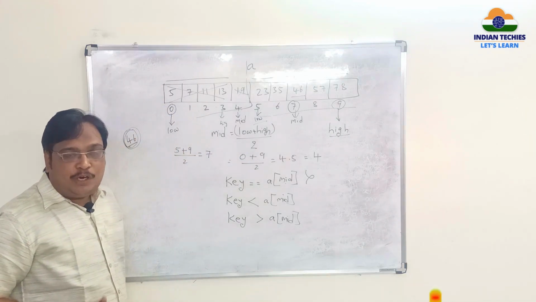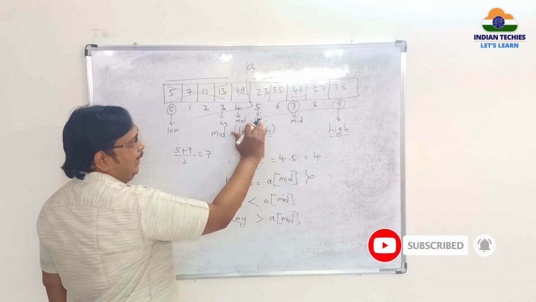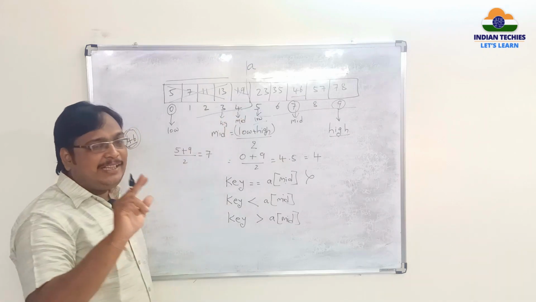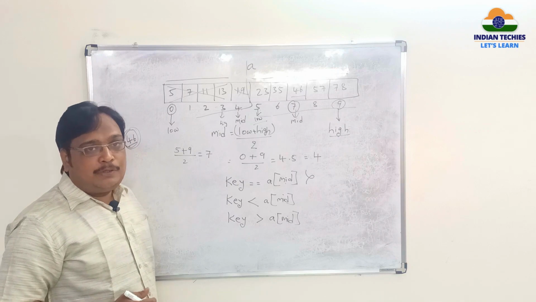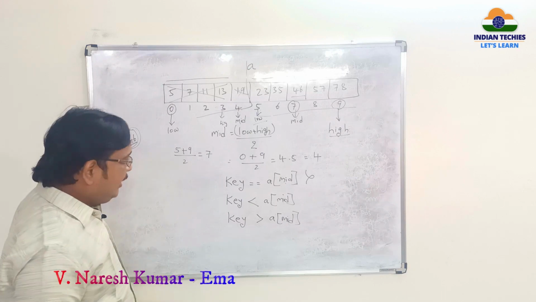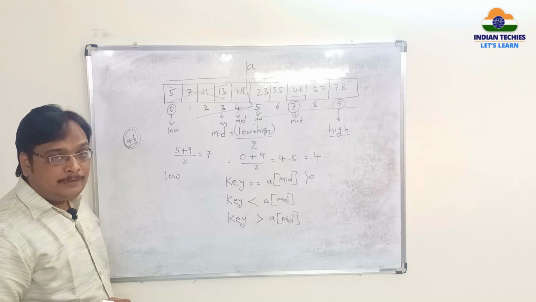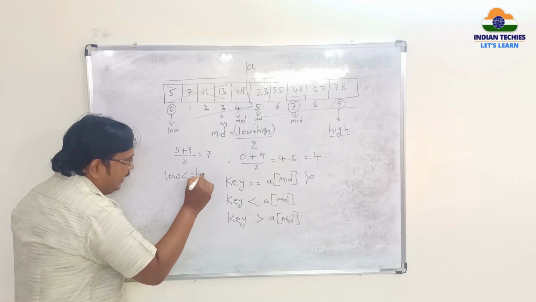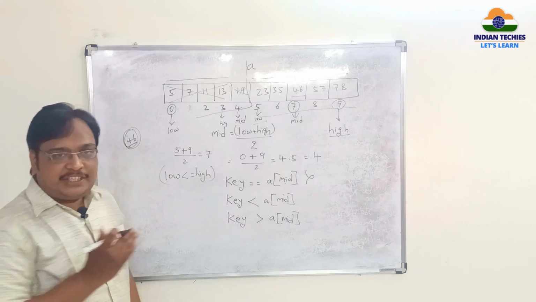Whenever we divide, what are we going to do? On the right side, we make low as mid plus 1, or high as mid minus 1. Either of these two things, any one will be happening until the element is found. When should you conclude that my element is not found? At a particular situation, low value crosses high. So always low value should be less than or equal to high only. Then only your searching continues.